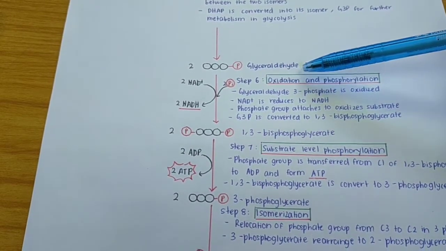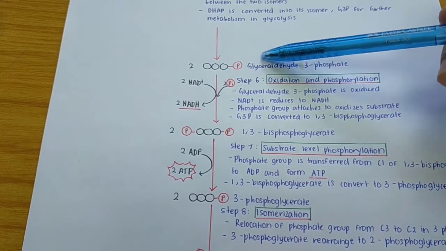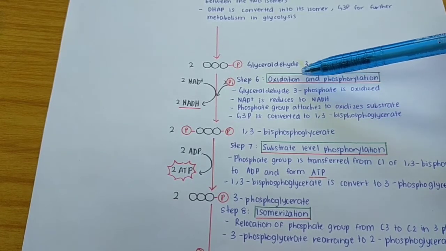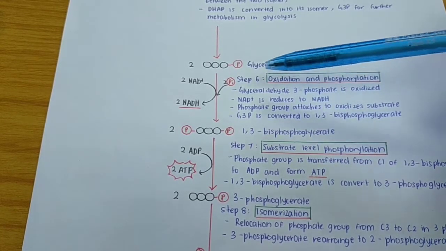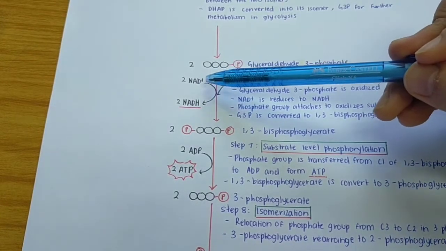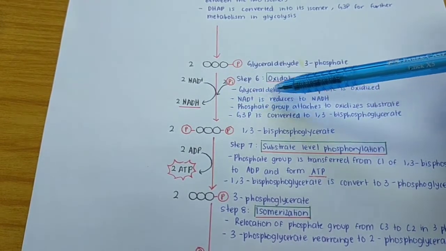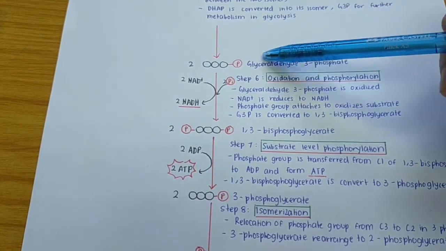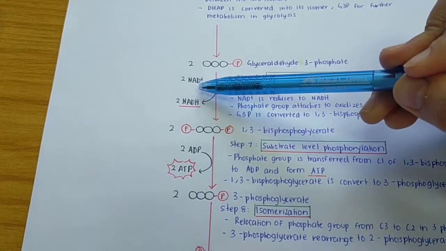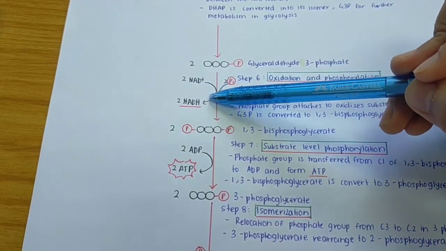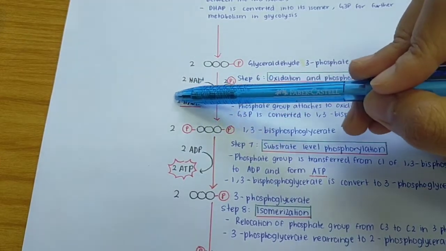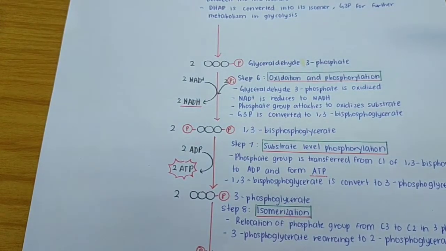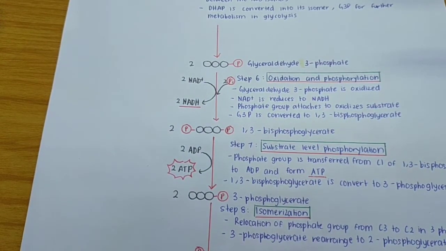Step 6 is oxidation and phosphorylation. So what happens to glyceraldehyde 3-phosphate? First, it will be oxidized. Oxidized means it will lose its electrons. What will accept its electrons is NAD+. Since NAD+ accepts electrons, NAD+ is reduced to NADH. Then you have to remember, since there are 2 molecules of glyceraldehyde 3-phosphate, there are 2 NAD+ that will be reduced to become 2 NADH. This you have to remember, because NADH later will enter the electron transport chain for the process of oxidative phosphorylation.